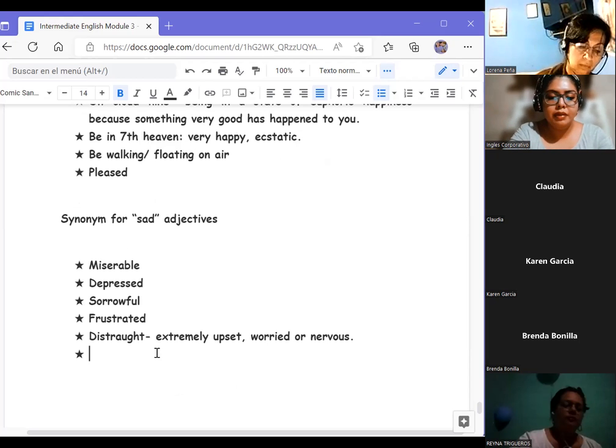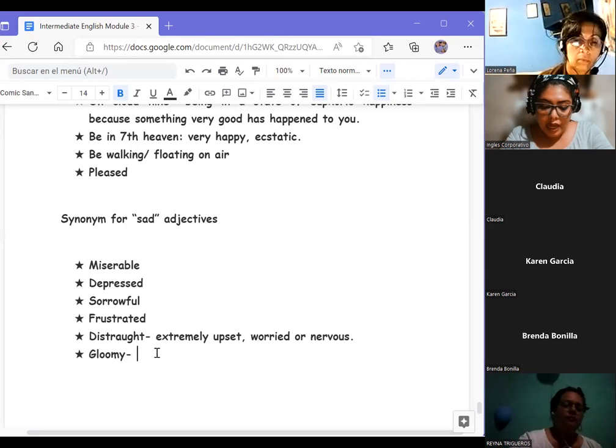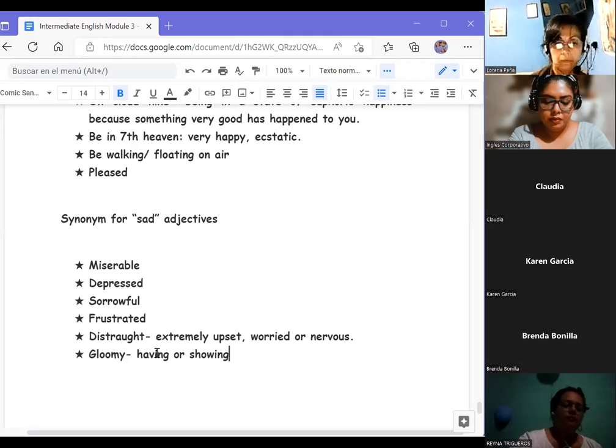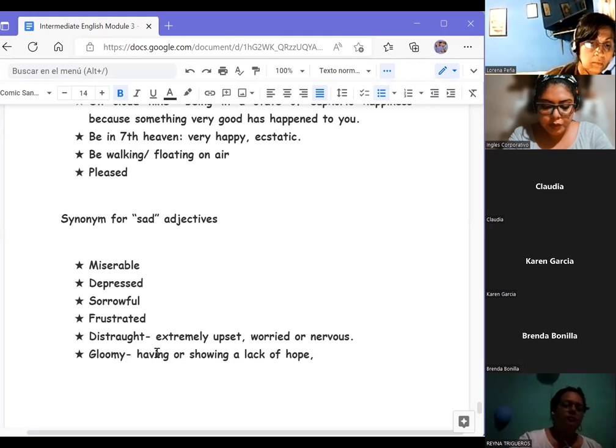Then we have gloomy. That it says having or showing a lack of hope. Not expecting or believing anything good in a situation.